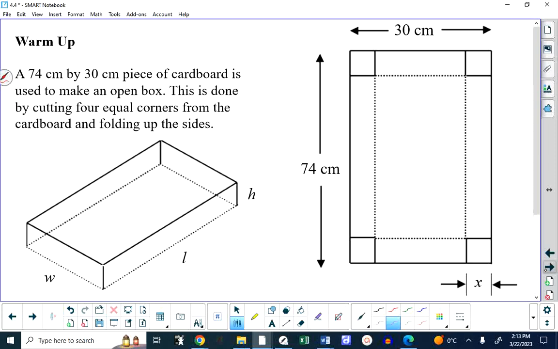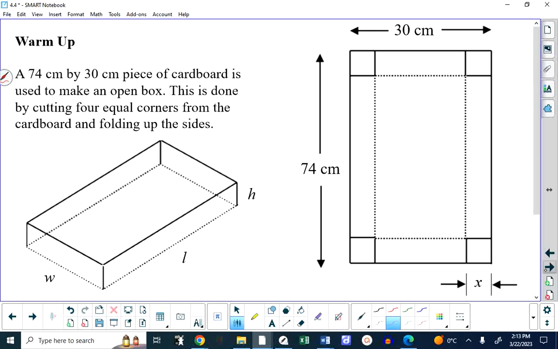I'm running out of hands. You're going to get a box, but the important thing is if you leave the flaps on, then you can glue this, right? If those flaps aren't there, then you just have two edges coming up and somehow magically you're going to join them. It's not a very stable box.